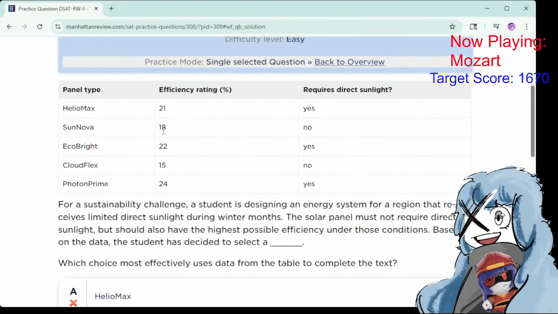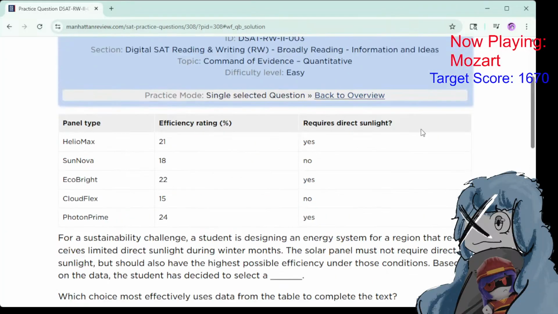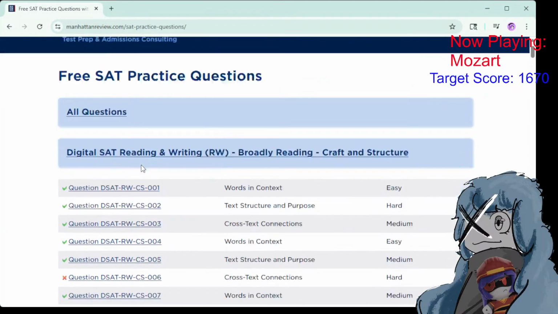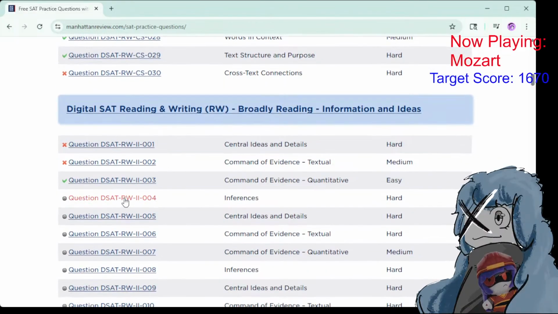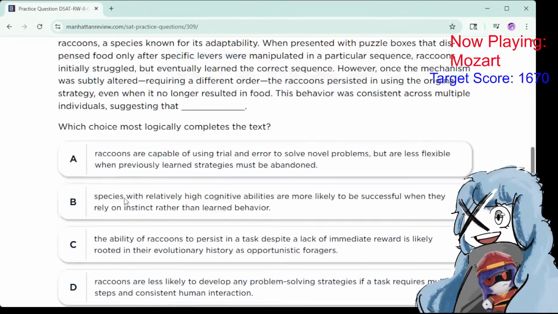Cloud effect's not even in here. Let's see. Inferences.